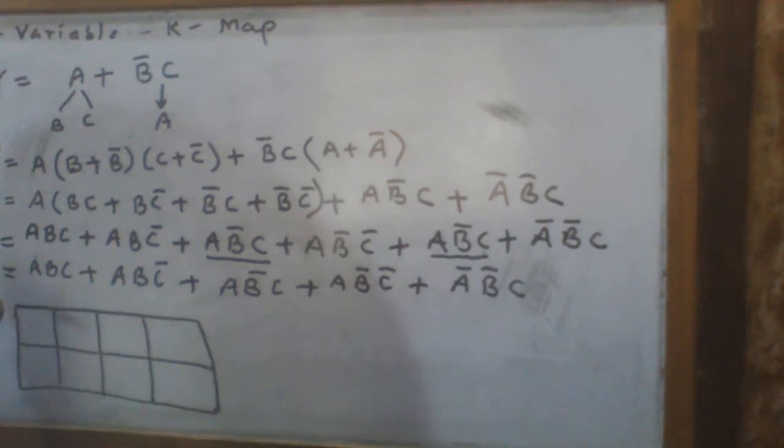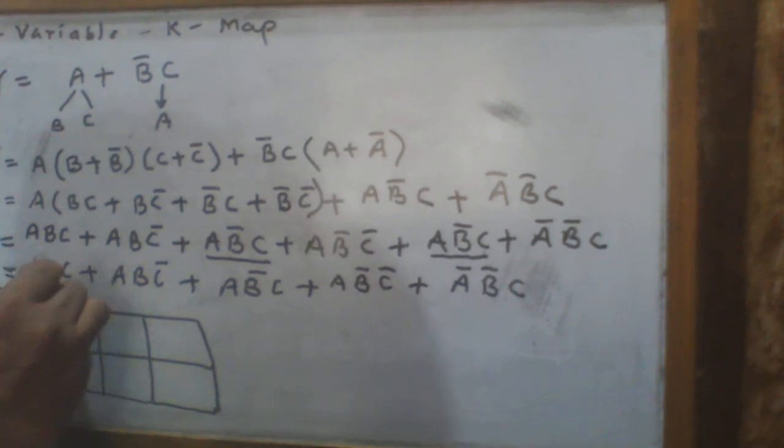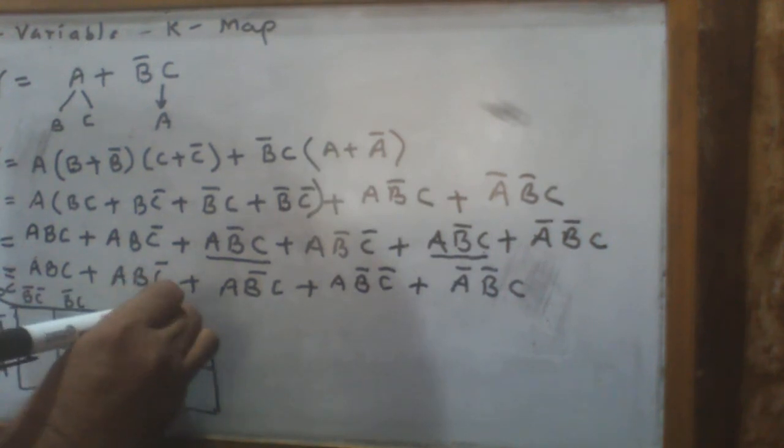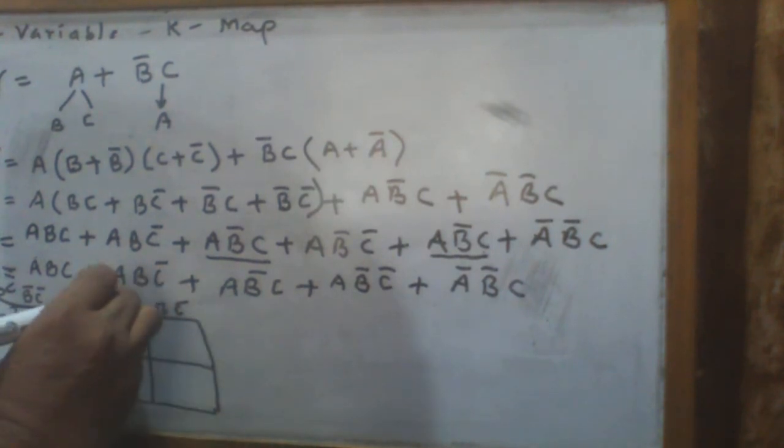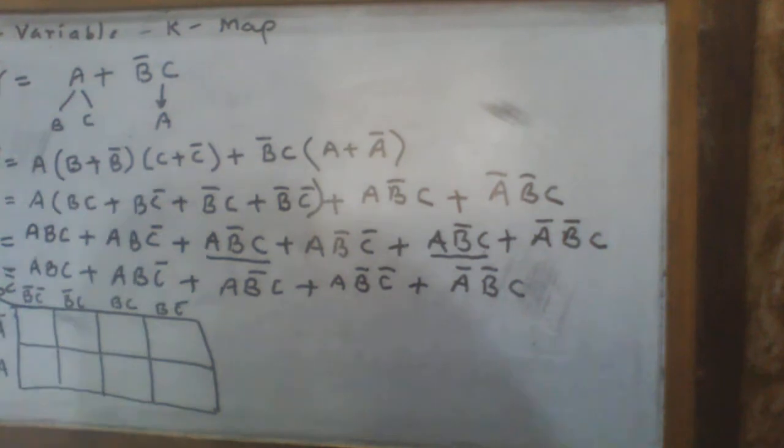The K-map can be written in this way. I will write A, and this one is BC. Here I will write A bar and here A, and columns B bar C bar, B bar C, B C bar, B C. In this way the K-map can be written.